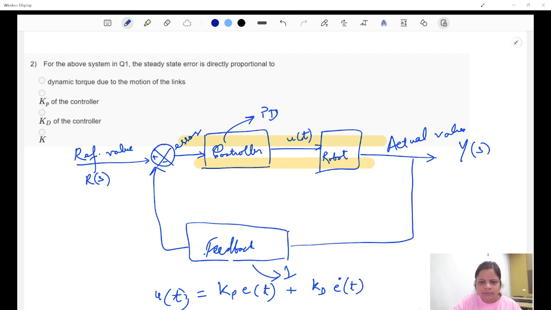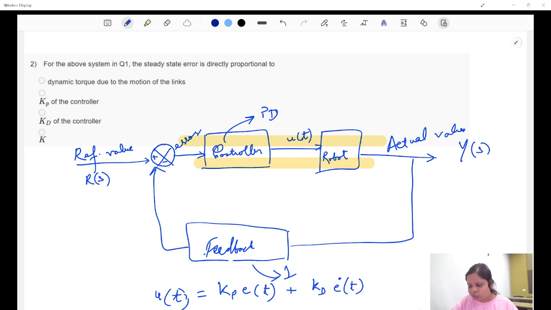In my question, the options for the steady state error are: first, directly proportional to dynamic torque and inversely proportional to Kp. Second, directly proportional to dynamic torque and directly proportional to Kp. Third, inversely proportional to dynamic torque and directly proportional to Kp. And the fourth option is inversely proportional to dynamic torque and inversely proportional to Kp. So as of now, we got inversely proportional to Kp.